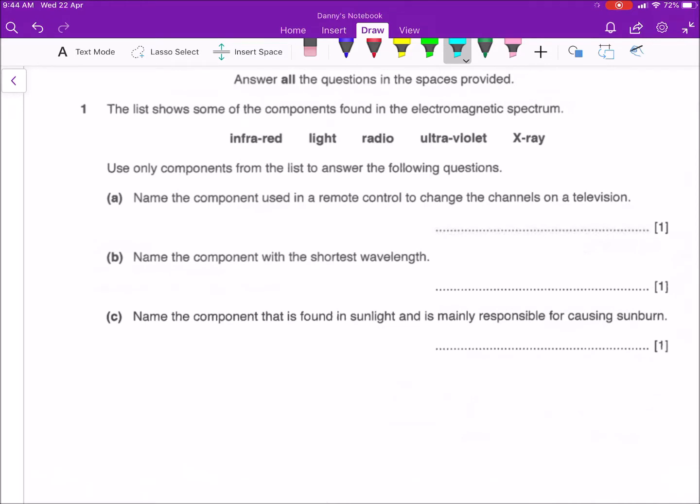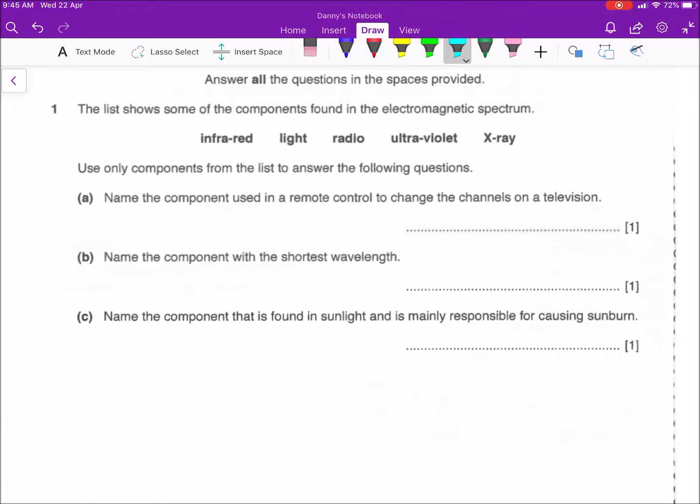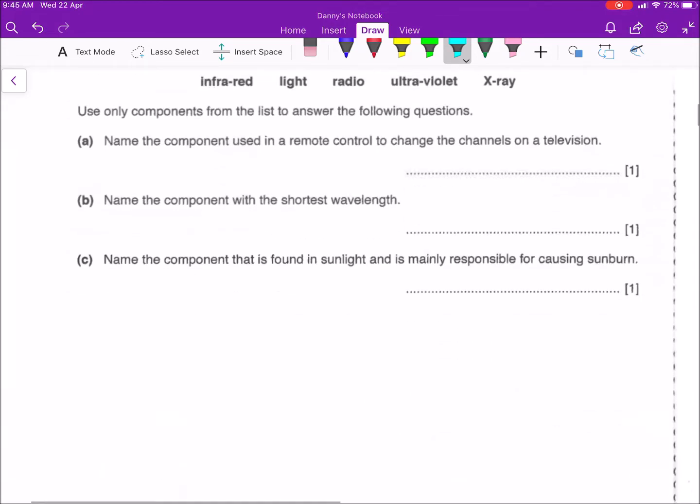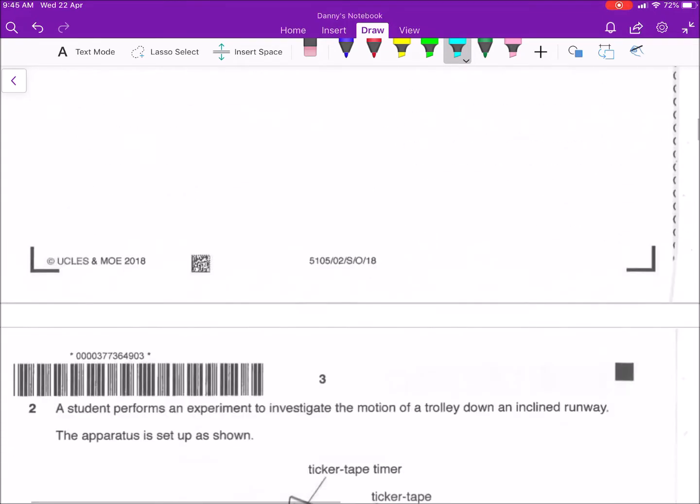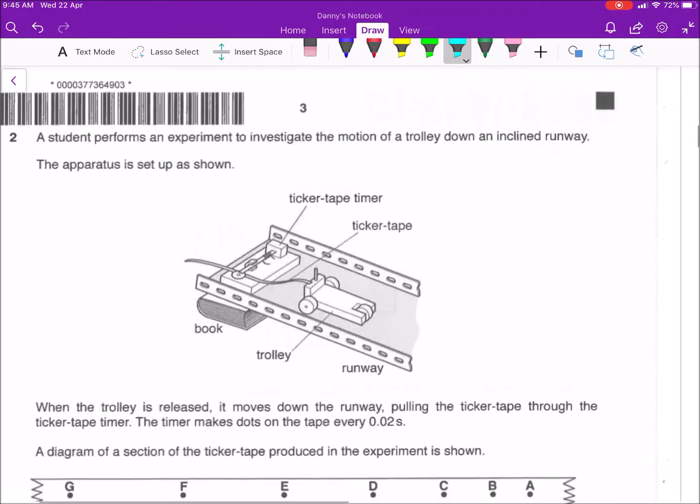Okay, for question 1, basically you can find your answer from the EM spectrum chapter. So I'm not going to cover too much. So let's move on to question 2.